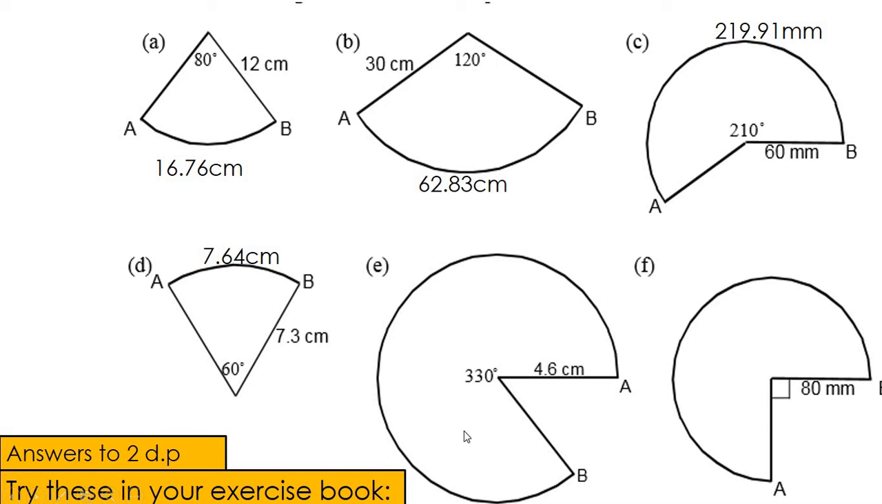Here, it is this big arc we're looking for. There's nothing drawn there, so we assume that's what we're looking for. And we should get 26.49 centimetres.